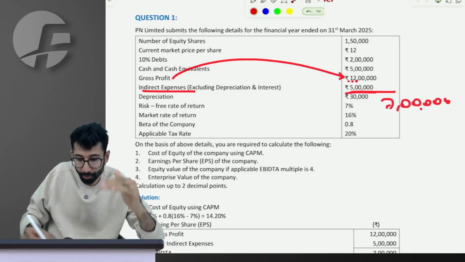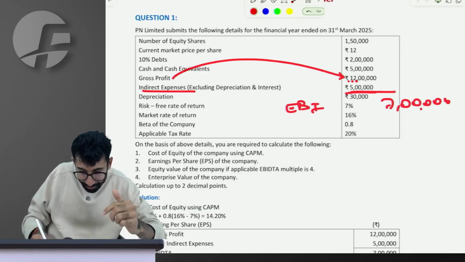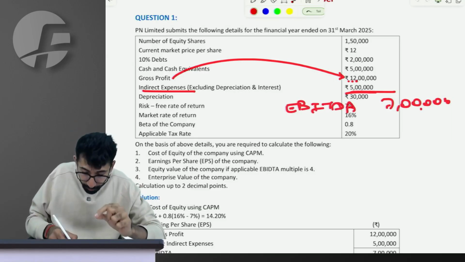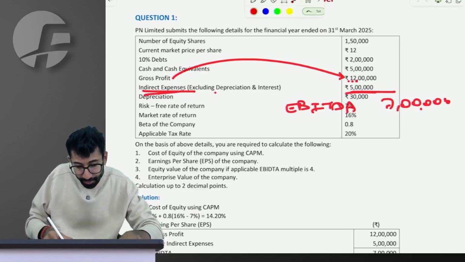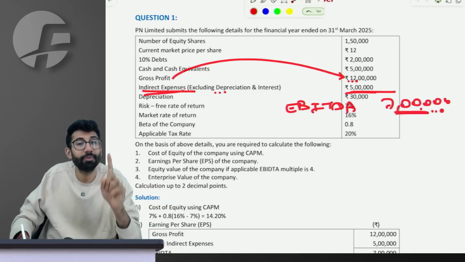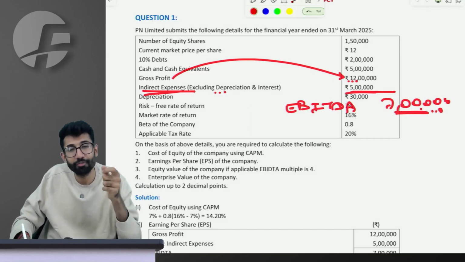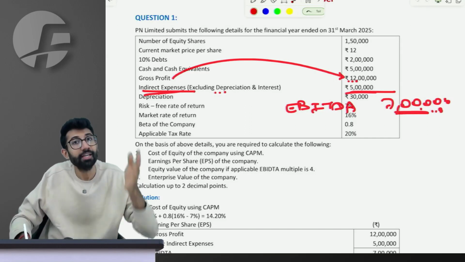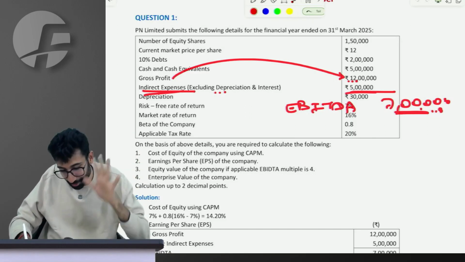What is that next profit? The next profit, everyone in the class, is EBITDA. Why? Because in the indirect expenses, depreciation is not included, which means in this profit, depreciation has not yet been deducted, which is why it is earnings before interest, tax, depreciation and amortization, EBITDA.